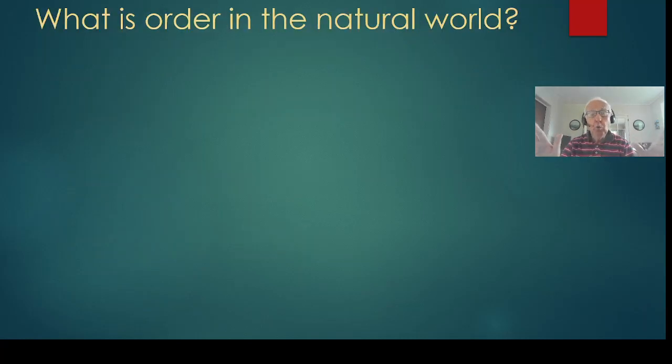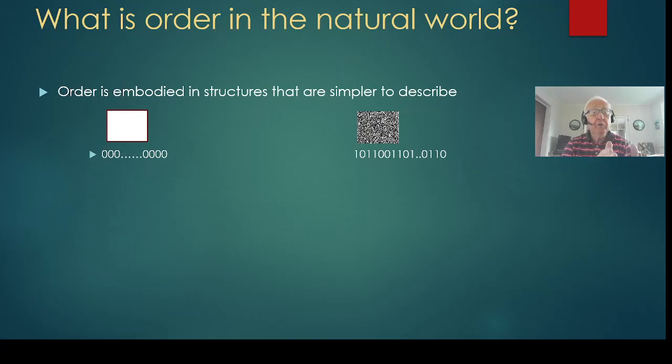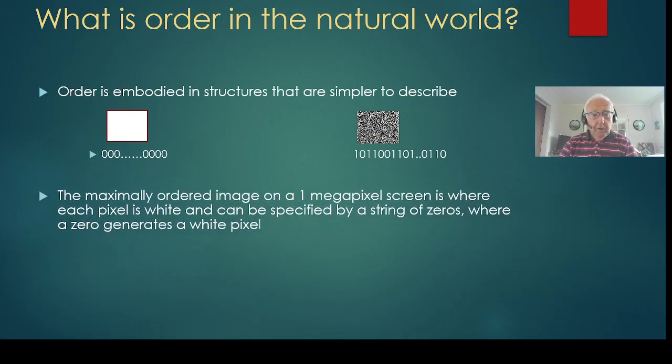So, what is order in the natural world? Order is embodied in structures that are simpler to describe. It's as simple as that. Here we have a picture on a screen of a camera, all white picture, and then we have a random array of pixels in the picture. If it's a 1 megapixel screen, the maximally ordered image can be represented by a string of zeros, where each zero represents a white pixel.